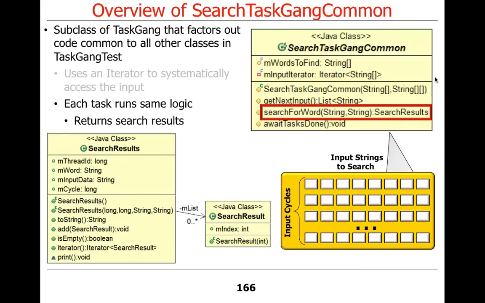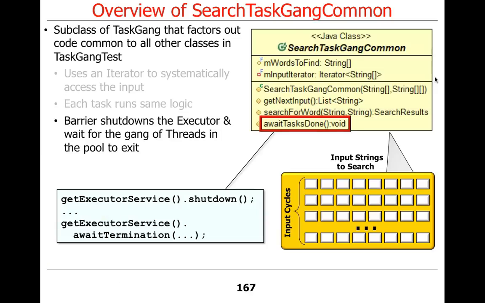Here's what a search result looks like. Basically, under the hood, it uses a linked list. It keeps track of the thread ID, where the thing was found, the word that was looked up, the input data, and what cycle it was. In other words, whether it was the first cycle, the second cycle, third cycle, and so on. And it also keeps track of the index into the input string, since for any given string you could have multiple indices that match, because the word might appear multiple times.